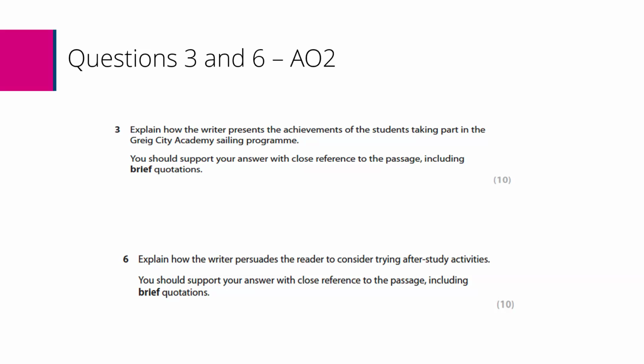So explain how the writer persuades the reader to consider trying after-school activities. You should support your answer with close reference to the passage, including brief quotations. So we can see how students are being clearly signposted here to the assessment objectives. So it's the same skill, just using the two different extracts. So in terms of the mark scheme, what are we looking at here?